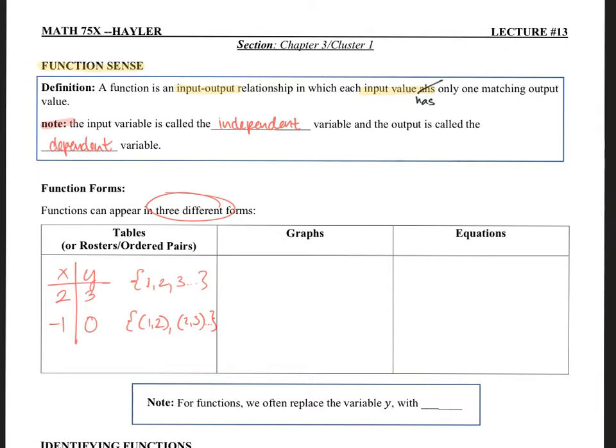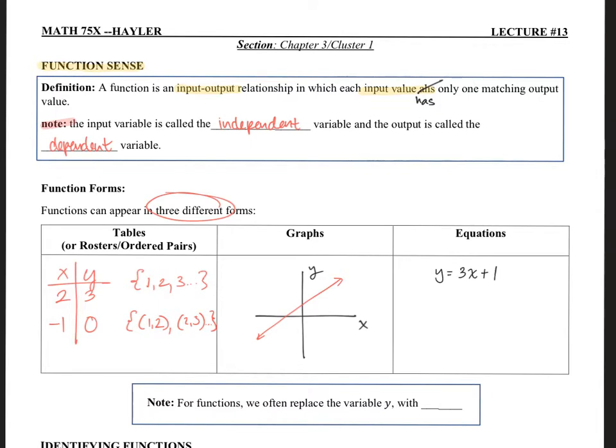Another form is graphs. So if you have your coordinate plane here, your x and your y values, you might have the graph of maybe a line. And that would be another way that a function can be shown. And one of the ways we use most often is the equation form. For example, y equals 3x plus 1 would be a function.